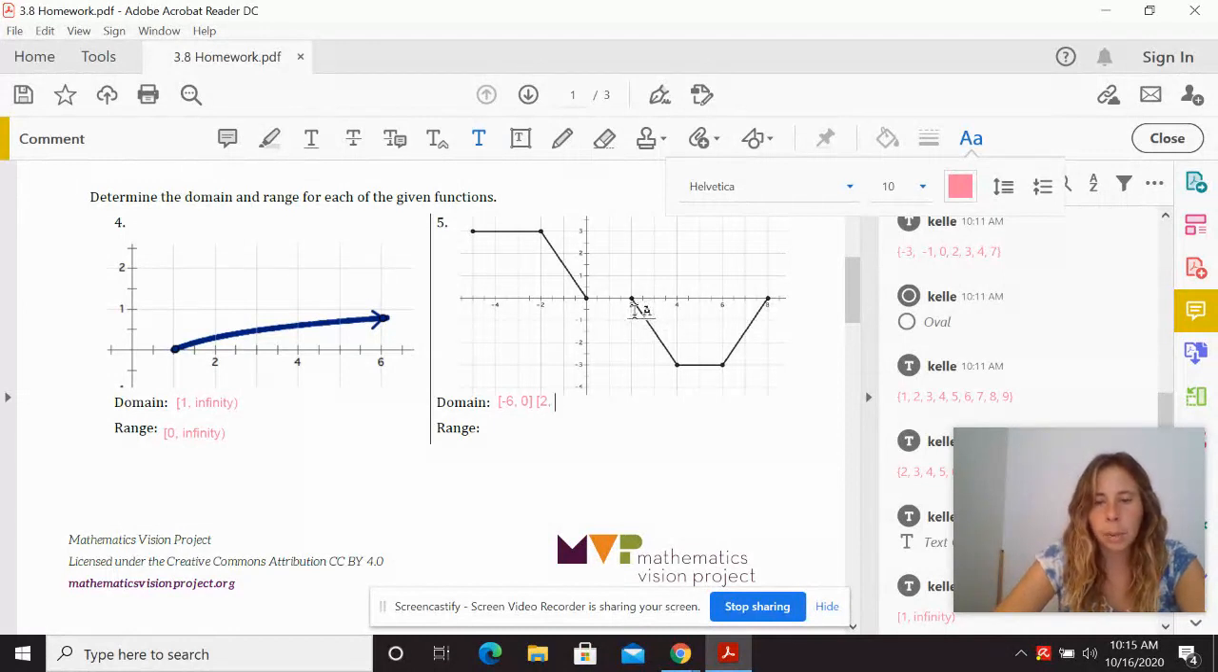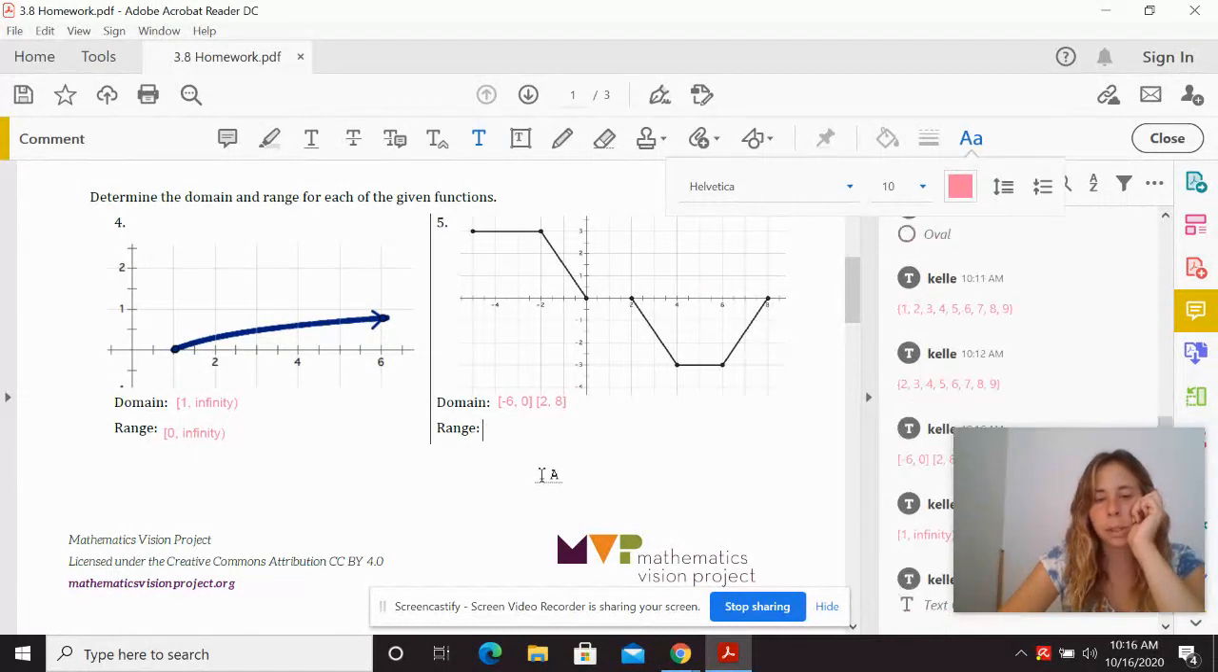And then, once again, we have a continuous line where I'm not picking up my pencil. Everything, all the decimals and fractions in here are covered. All the x values between 2 and 8 are covered. So that is your domain. So between 0 and 2, there's nothing. There are no x values. So there is a break in your domain.